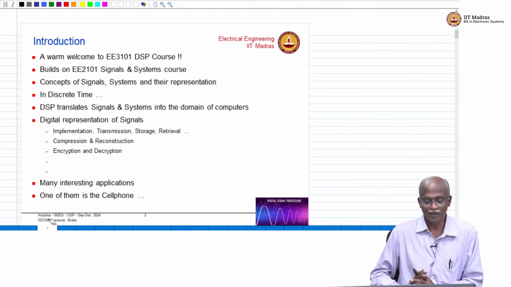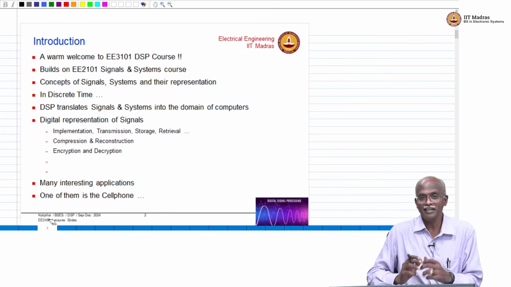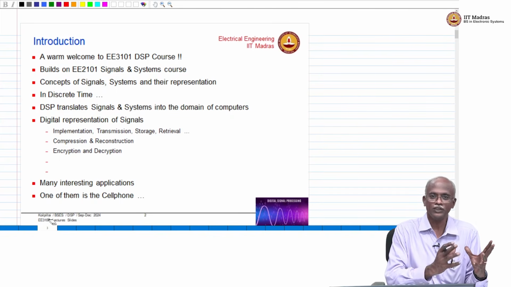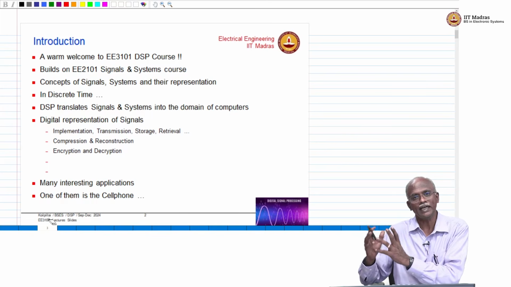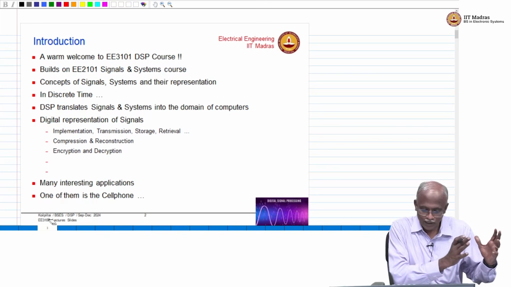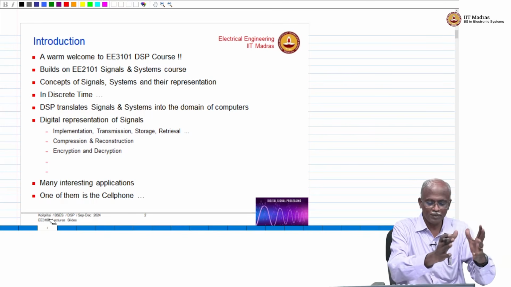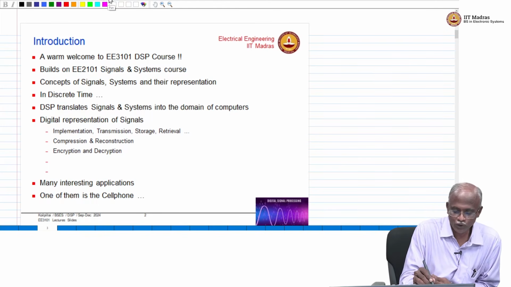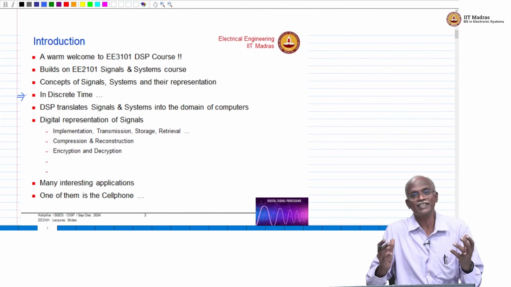Let me jump right into the course and tell you a little bit about what the course will contain. First and foremost, I want to congratulate you on successfully completing the Signals and Systems course, which is a prerequisite for this course. In the Signals and Systems course, you would have studied a lot about the properties of signals and linear time invariant systems, but you would have studied them all in the continuous time. Now, DSP is the course where you go from the continuous time representation of signals and systems to the discrete time. So, the focus of this course is going to be on our ability to represent signals in discrete time.